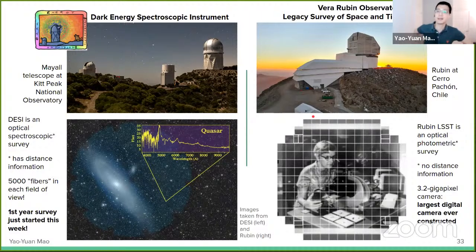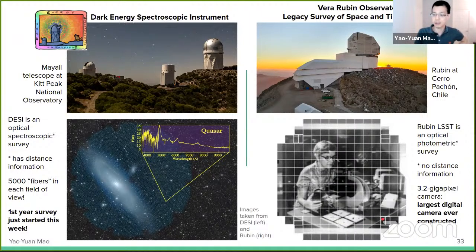On the right, you're looking at the Rubin Observatory. They are running a survey called the Legacy Survey of Space and Time. So this is a telescope in Chile. Now, the Rubin Observatory is an optical photometric survey. And by photometry, it means that you only take a picture, so you don't have the distance information. But the LSST is a lot more powerful than the telescope used for DESI, which means it can go to even fainter distances or fainter magnitude limits.